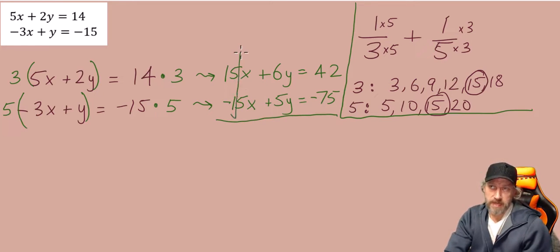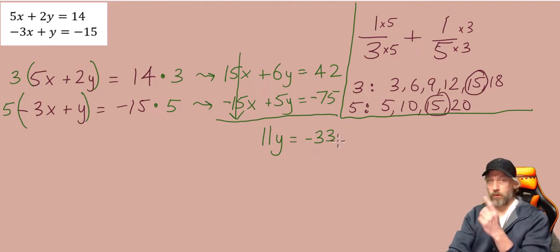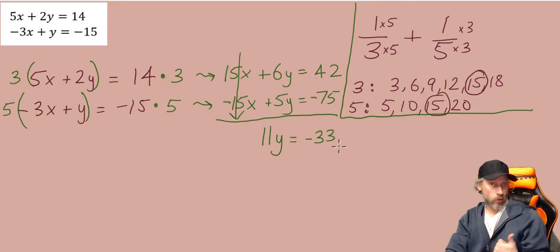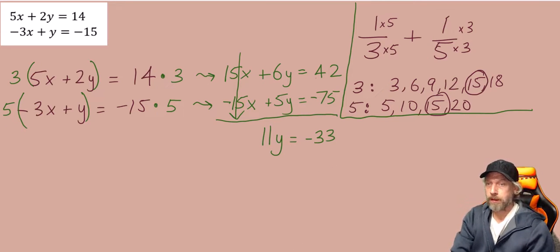15x plus -15x zeroes out. 6y plus 5y is 11y. And on the right side, 42 plus -75 is -33. Great. One equation, one variable. That's a good thing. We can proceed from here.